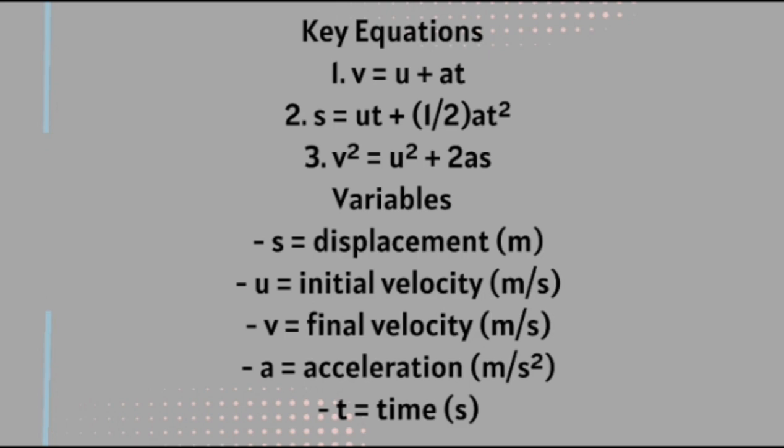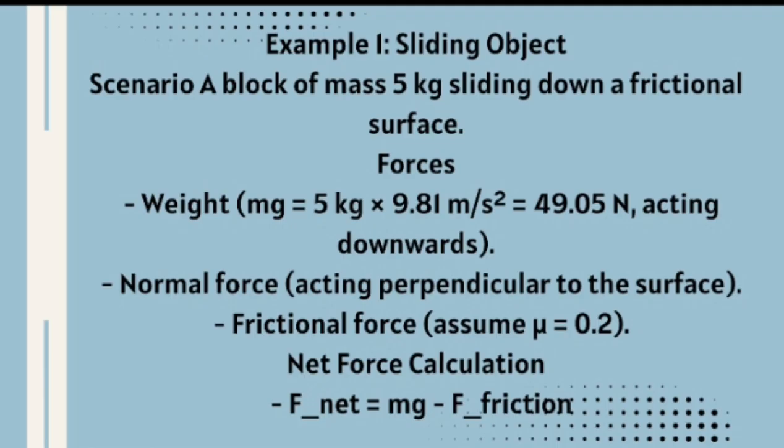v squared equals u squared plus 2as relates final and initial velocities to acceleration and displacement. s represents displacement, u is the initial velocity, v is the final velocity, a is acceleration, and t is time. Let's look at an example.